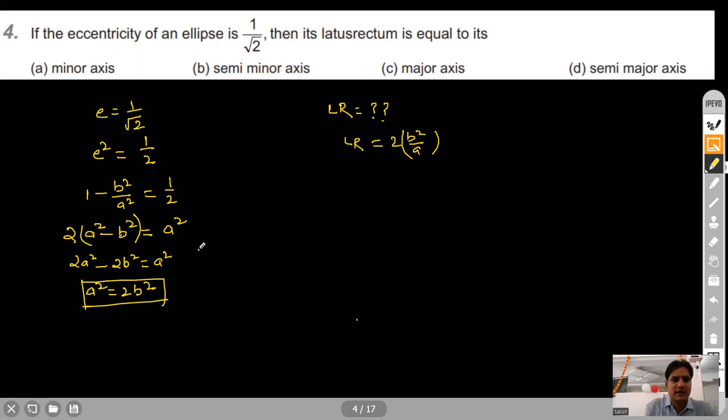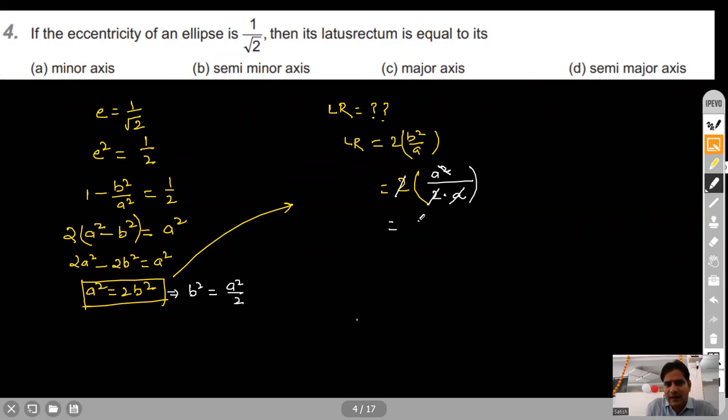So now putting the value here, we will get 2 times b square upon a. In place of b square, we can write b square as a square upon 2, right? So I am putting this b square as a square upon 2, and a was already here. So a will get cancelled out. This 2 and 2 will get cancelled out. So we are left with a. So our latus rectum is equal to a. And what is a? It is the semi-major axis.